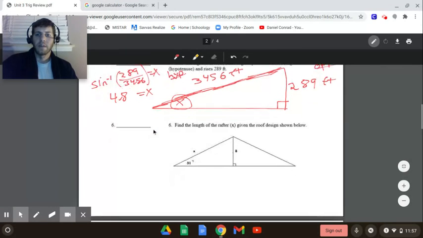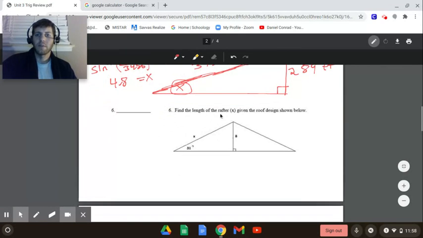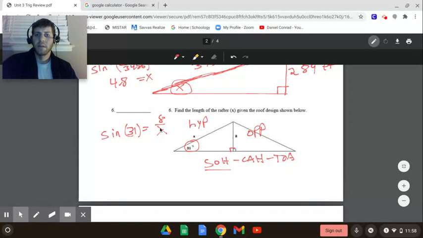This one down here, we want to find the length of the rafter given the roof design shown below. So that's your hypotenuse. Here's the angle in question. The 8 here is across, so that's opposite. If we look at SOHCAHTOA, we have opposite and hypotenuse, so that's going to be sine. We're solving for a side, so it's regular trig. Sine of 31 equals opposite, 8, over x, the hypotenuse.